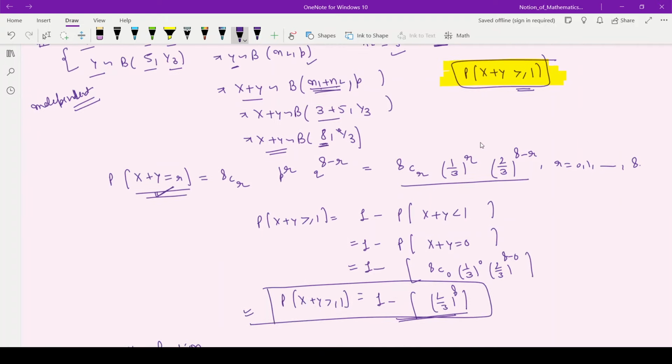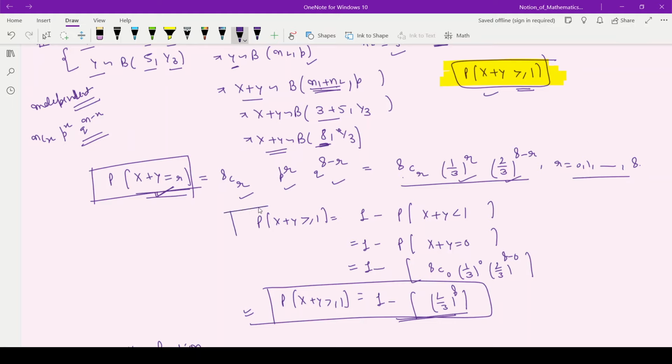So students, in order to get this one, first of all we will write here probability of X plus Y equal to r. Since in this question the binomial distribution is provided, I can write it in the formula nCx p to the power x q to the power n minus x. So nCx, here n is 8. So 8Cr p to the power r q to the power 8 minus r, and p is also given here. So 8Cr (1/3) to the power r, (2/3) to the power 8 minus r, and r is from 0 up to 8.